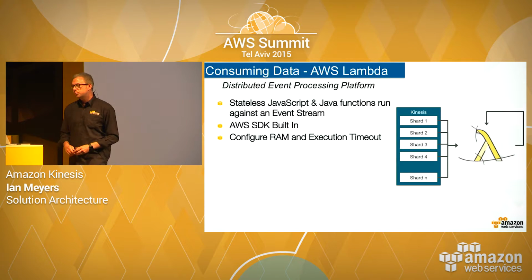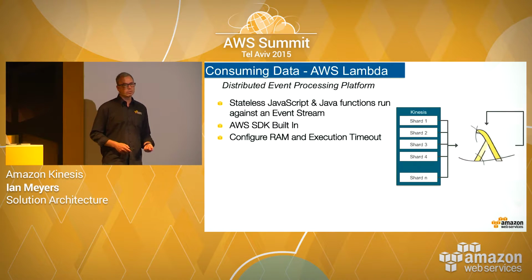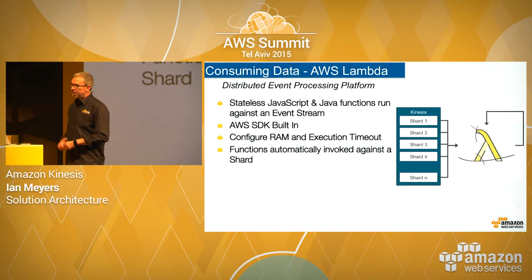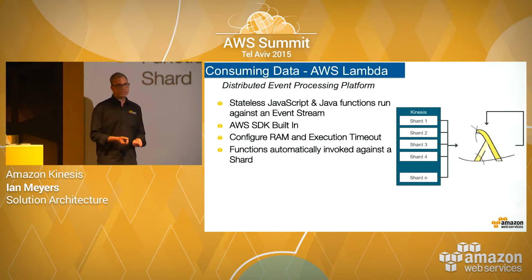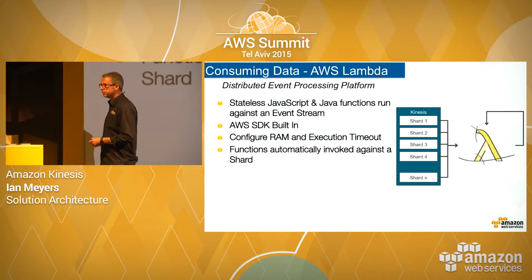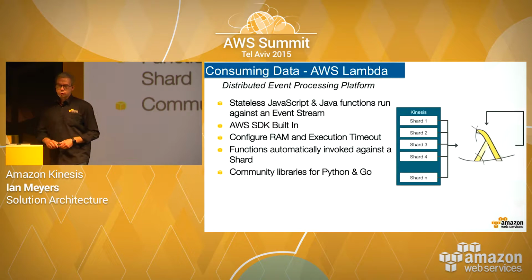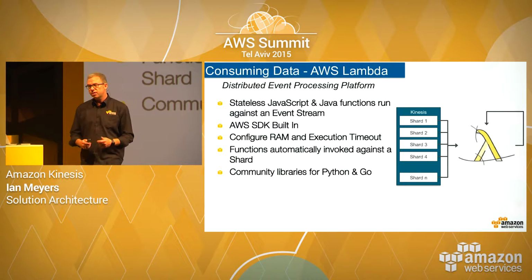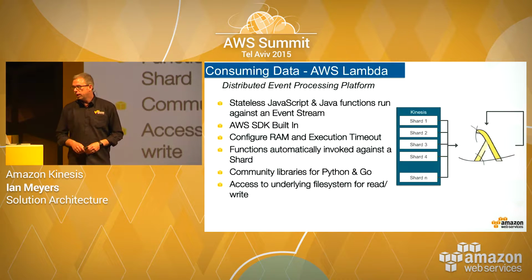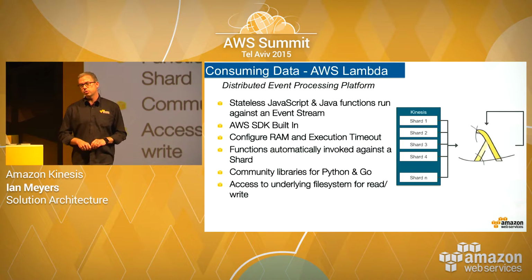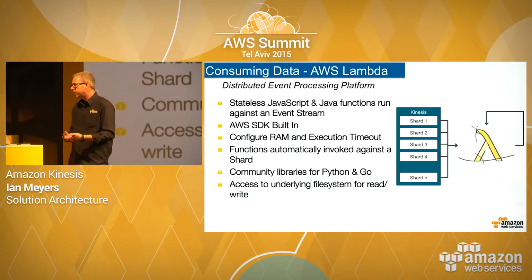The AWS SDK is built in to Lambda. All you have to do is provide the logic, how much RAM it requires, and how long you want to allow an individual function to run. And then we automatically use a KCL, an embedded KCL within Lambda, to push data out of the shard and into your Lambda function. There's also some really nice community libraries for writing Lambda functions in Python and in Go. And we do give you access to the underlying file system that sits within the Lambda container so that you can do interesting buffering and so on.